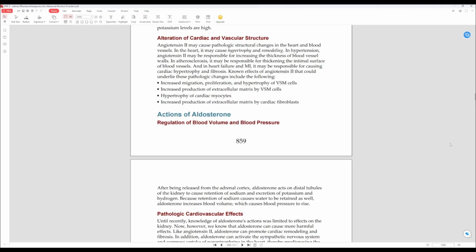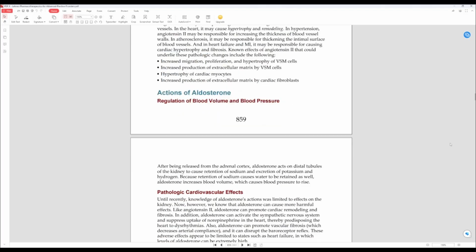Known effects of angiotensin II that could underlie these pathologic changes include the following. One, the increased migration, proliferation, and hypertrophy of VSM cells. Second, the increased production of the extracellular matrix by VSM cells, VSM being vascular smooth muscle. Third, hypertrophy of the cardiac myocytes. And lastly, the increased production of the extracellular matrix by cardiac fibroblasts.